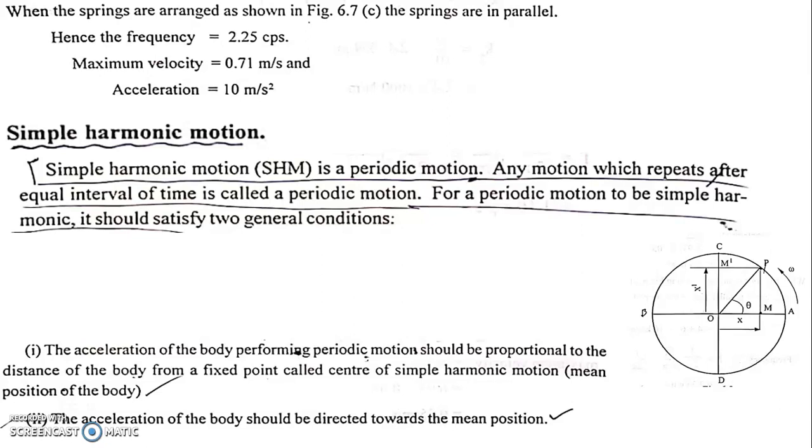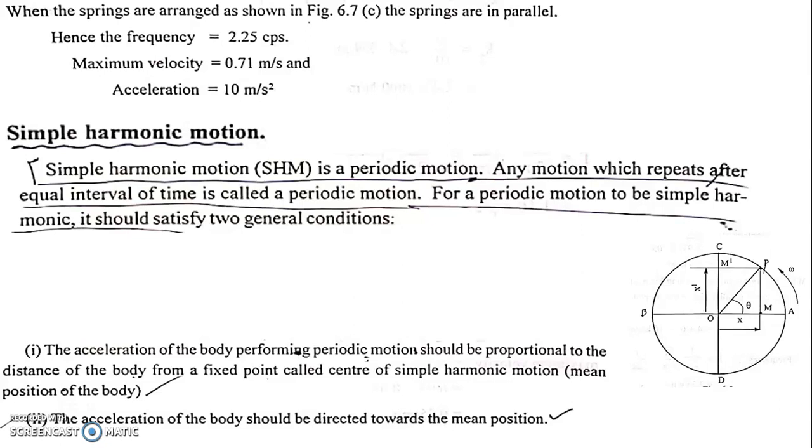On the right side you can see a figure. The center is marked O, and the point will be rotating in a circular path. The path traced, that is point M, will be moving in an oscillating manner. So the acceleration is proportional to the distance of the body from a fixed point. And the second condition: the acceleration of the body should be directed towards the mean position.